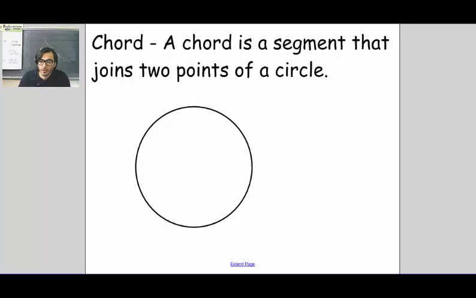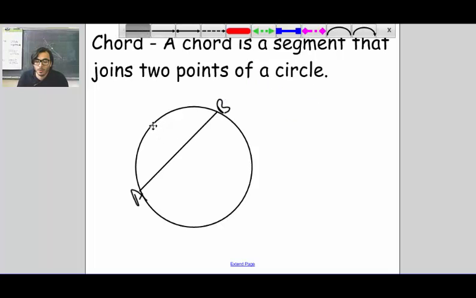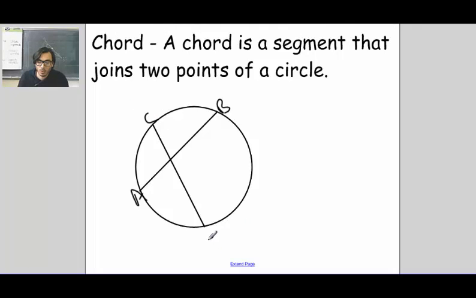What is a chord? A chord is a segment that joins 2 points of a circle. So we have a circle here, and I'm going to go ahead and draw a couple of chords for you. So here is a chord. It's joining 2 points of the circle. Let's call this point A, call this point B. So AB is a chord. Let's go ahead and draw another one. Here's another chord. It joins 2 points of a circle, and let's call this chord CD. So there you go. A chord is just a segment that joins 2 points of a circle.